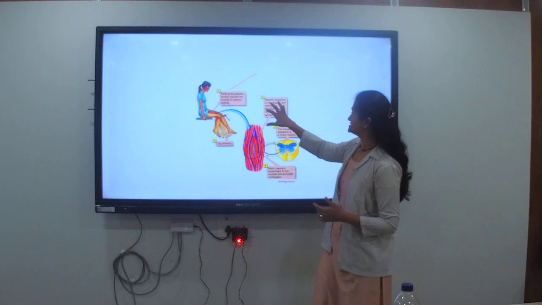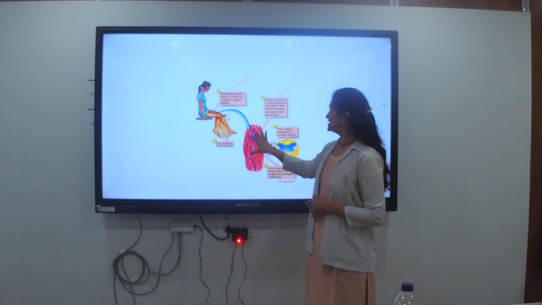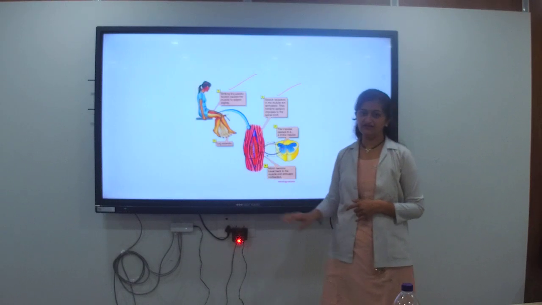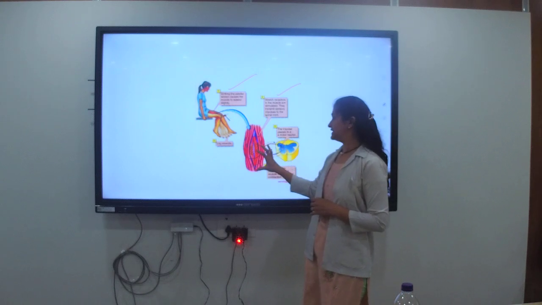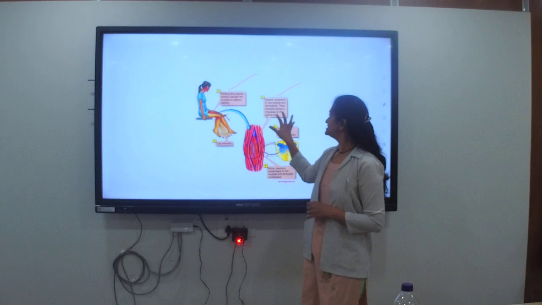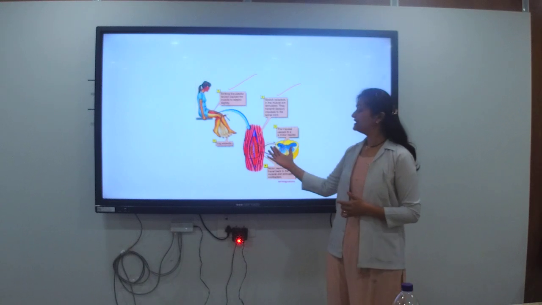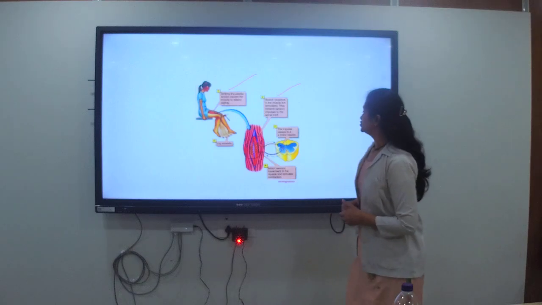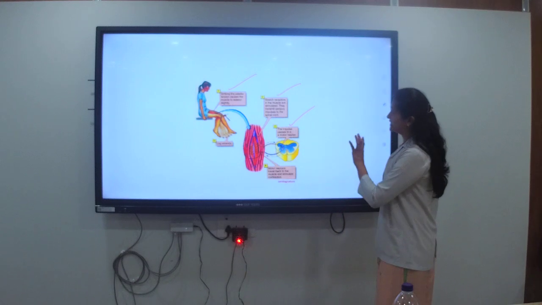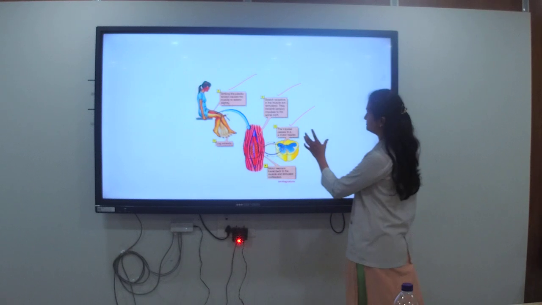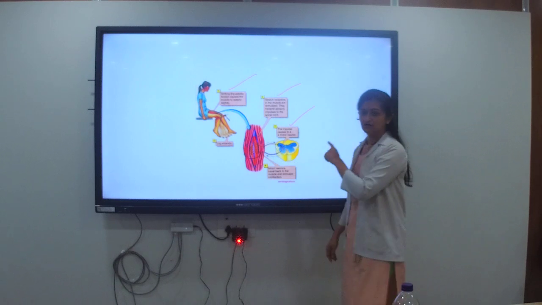First, stretch receptors in the muscles are stimulated. There are stretch receptors present in the muscle, and whenever you give a stimulus with the hammer, these stretch receptors get stimulated. Then they transmit the sensory impulses to the spinal cord. Next, in the second stage, the impulses are carried to the spinal cord. Now the third stage: whatever impulses are carried are passed back to the motor neuron. From the spinal cord it goes to the motor neuron.